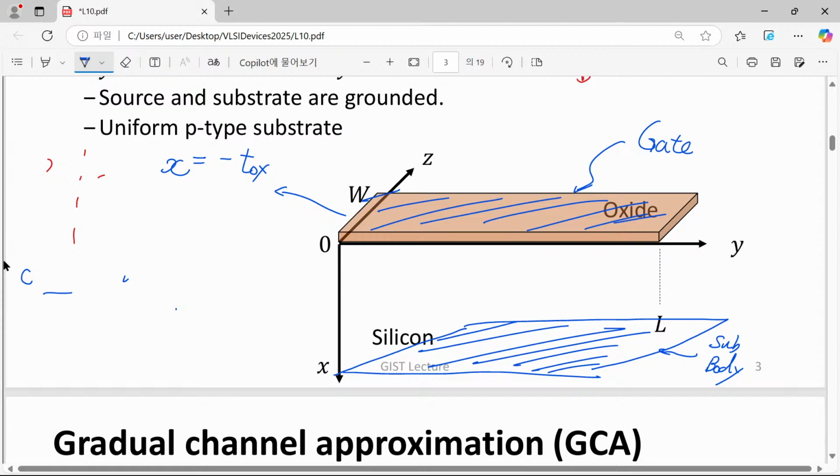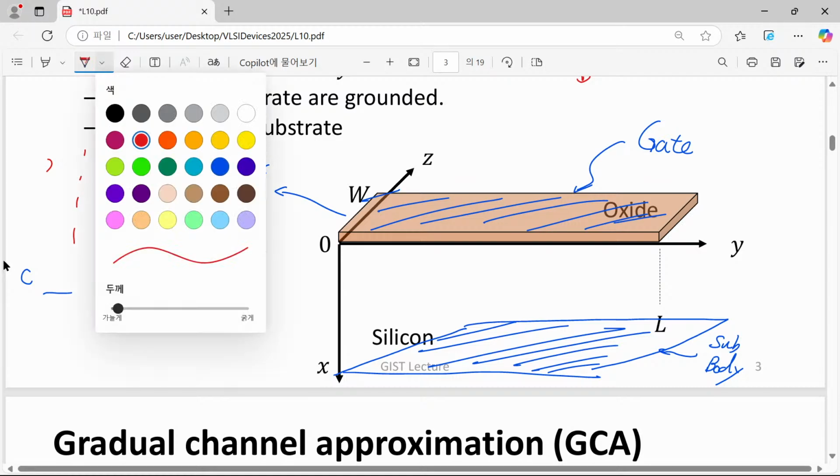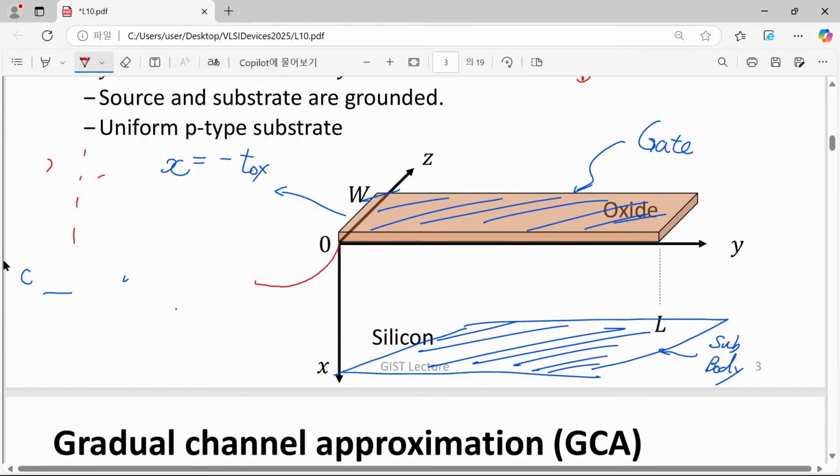And where can you find the source contact and drain contact? Now that is the real question. Here we have the source. Conventionally, we say that x equal y equal to 0 is close to the source contact, and that y equal to L, the channel length L, is close to the drain contact. That is the usual assumption.